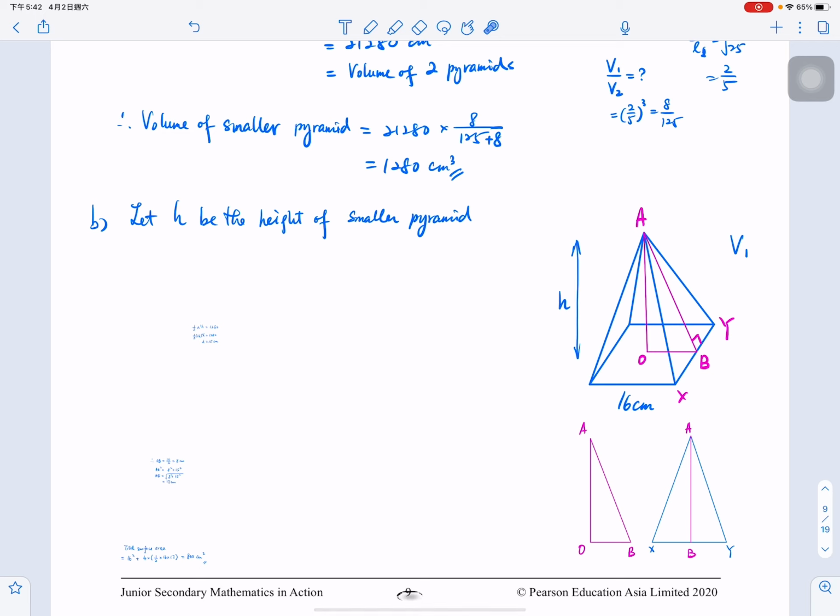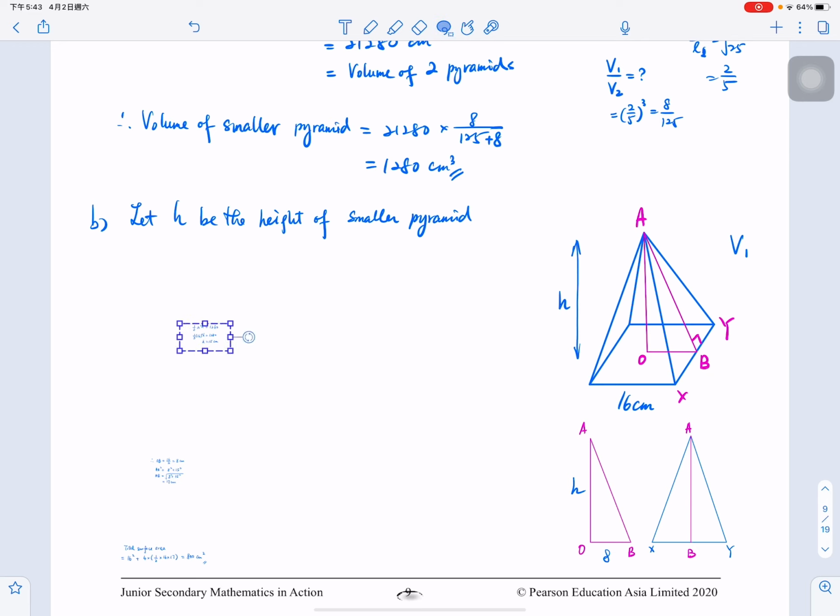Do you know H? Do you know OB? OB actually is half of the side because it's a square, right? So that means here is 8. You know this one is 8, okay? H, how to find it? Yeah, just now we found the volume of the small pyramid. That means we can use this to find H, the height of the small pyramid.